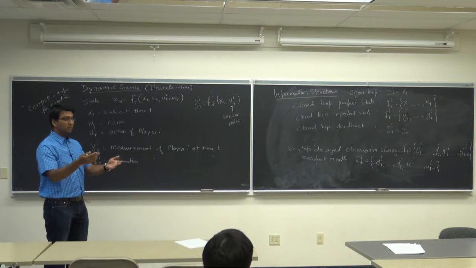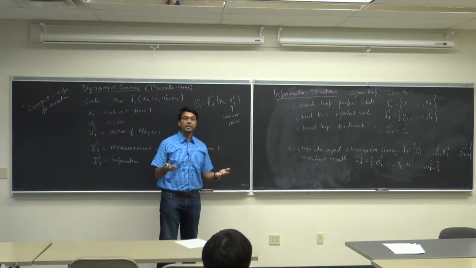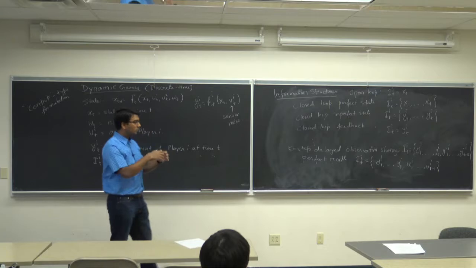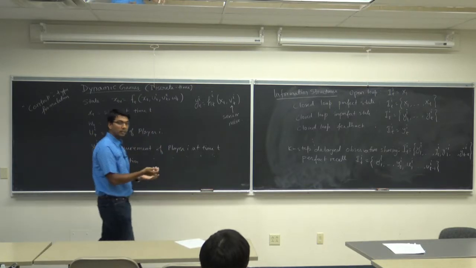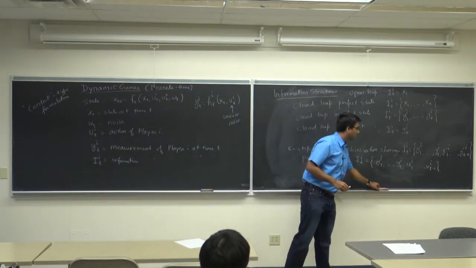And you can construct more sophisticated information structures depending upon the problem at hand. Okay, so for instance, Johnny is working on a problem where there is an adversary, and the controller doesn't know much about the adversary. So it has to come up with an appropriate information structure for the problem that makes sense in that engineering setting.